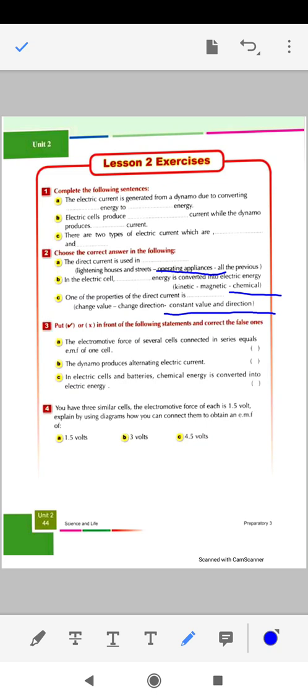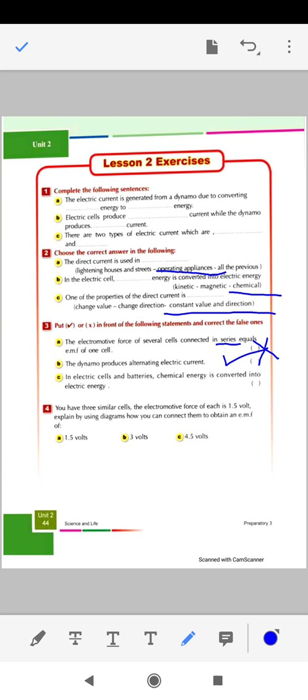True or false, and correct the false one. The electromotive force of similar cells connected in series equals the EMF of one cell, of course false. I will remove series and make it parallel, because in parallel the EMF of the whole battery equals one cell. The dynamo produces alternating electric current, the dynamo produces alternating, true.